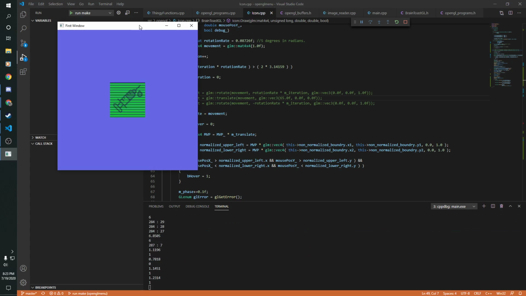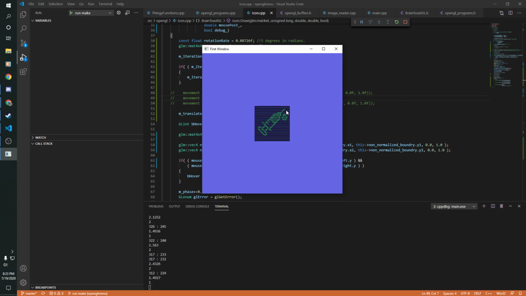Alright, so as you can see, we mouse over the icon and it can easily detect that the mouse cursor's over it, and it seems to handle all of the different boundaries. In order to achieve this, I take the mouse coordinate relative to this point here. This is a 512 by 512 window, so this upper left-hand corner is 0, 0, and this lower right-hand corner is 512, 512.